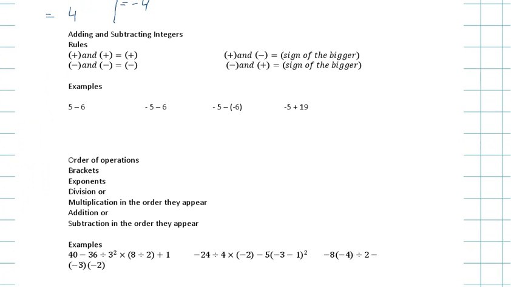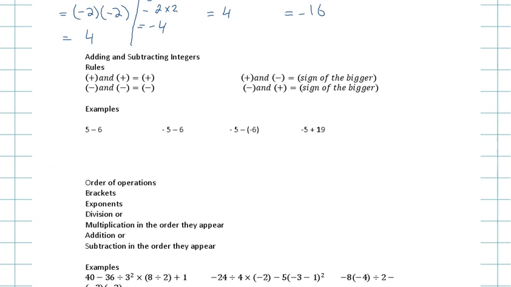Then we're going to do adding and subtracting integers. Okay? So, when you add two positive integers, obviously you're going to end up with a positive, right? Because 2 plus 5 is 7. We know that.